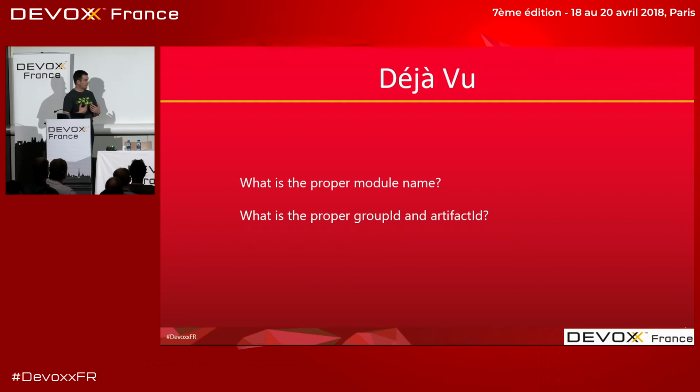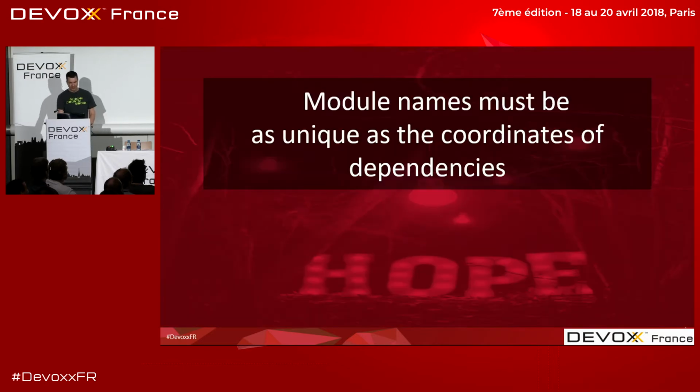When I first started with Maven, I also had trouble understanding what is really the group ID. And in the beginning, you quite often saw that the group ID and artifact ID were just the same thing, until everybody started to understand that they are really two different things. The group ID is a namespace, and the artifact ID is actually the real file. What we said is that module names should be as unique as the coordinates of dependencies to prevent collisions.